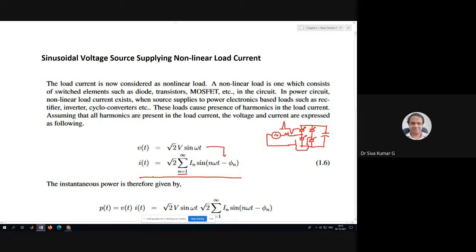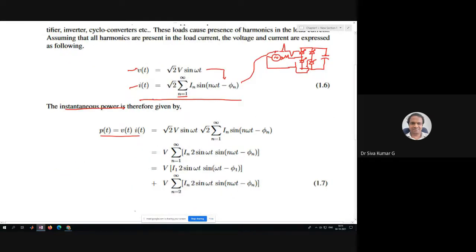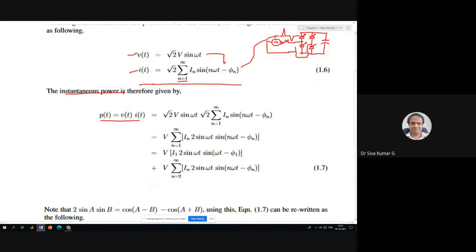When you do the analysis of this particular current, you will get these kinds of harmonics. Maybe the even harmonics won't be there, but the odd harmonics are there. Okay, by considering the voltage V of t and I of t, we find out the instantaneous power P of t of this. What we get over here is this particular equation.